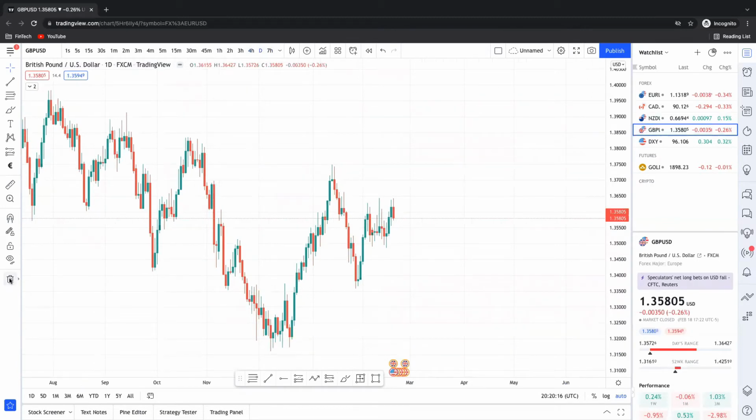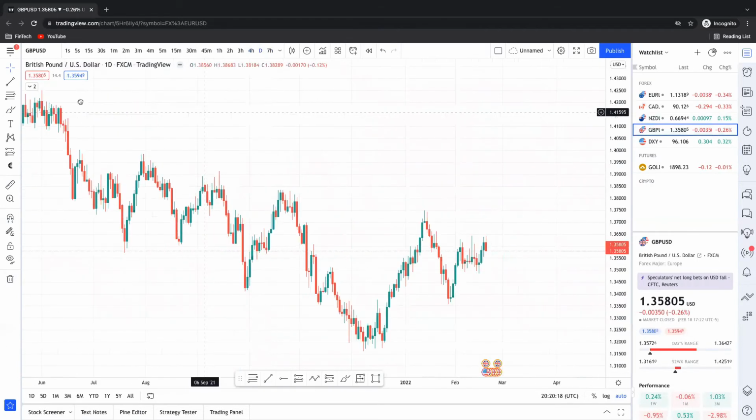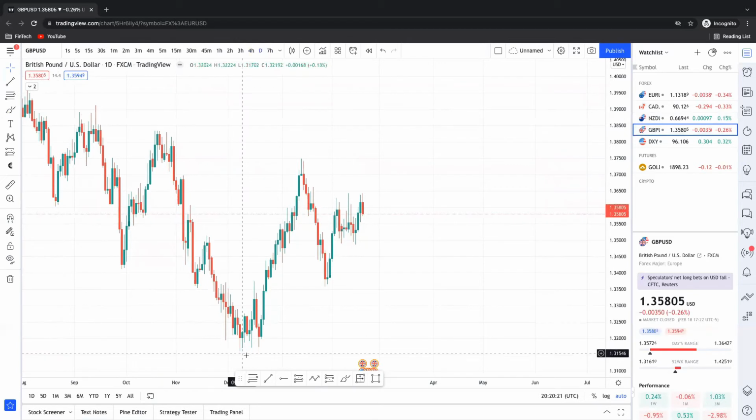Okay, let's get rid of this and we'll start fresh. So first things first, what we're going to do here is mark our solidified lows and highs. So that's our daily high.